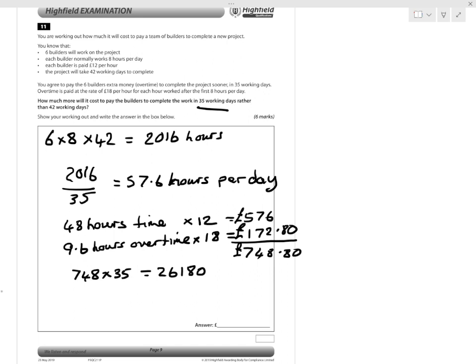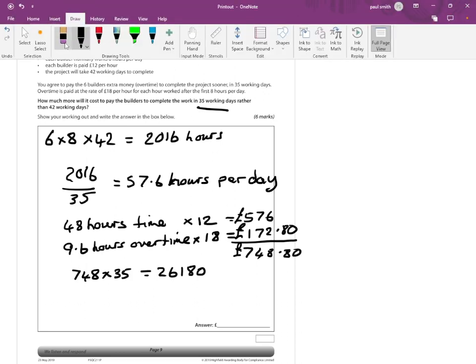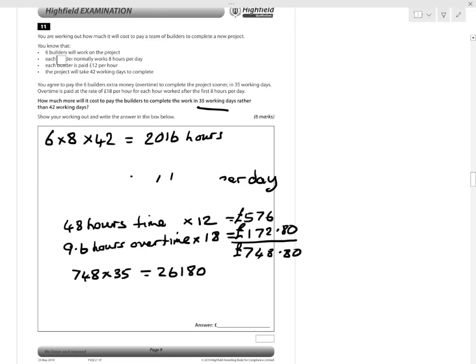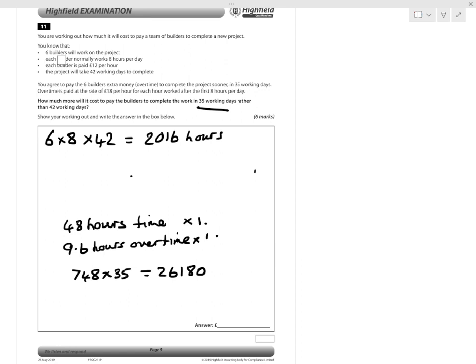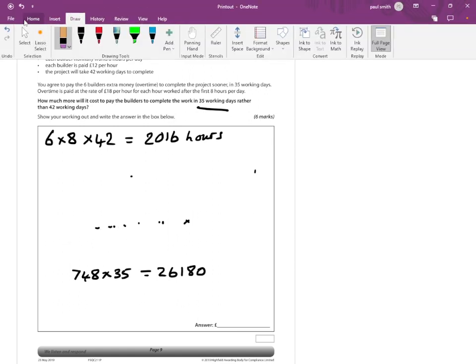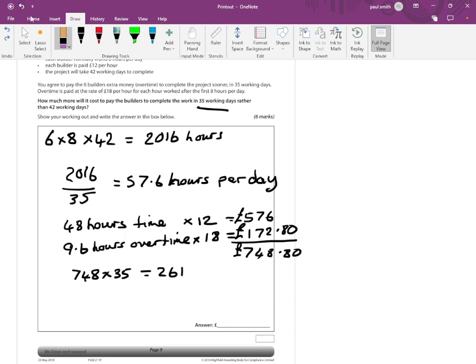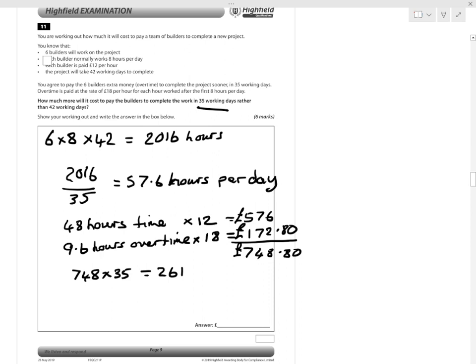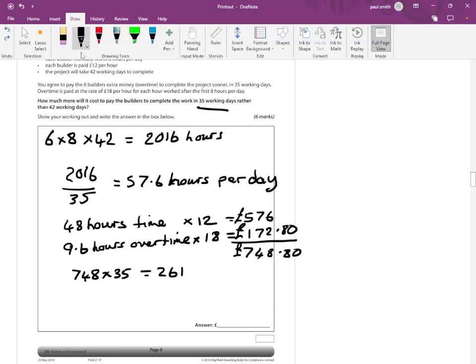Total cost is. How much more will it cost the builders to complete it? I'm not reading the question properly, am I? Let's start again. Just work out. I'm going to leave that there. Oh no, hang on. 26,180. I'll leave that there in case I need it.